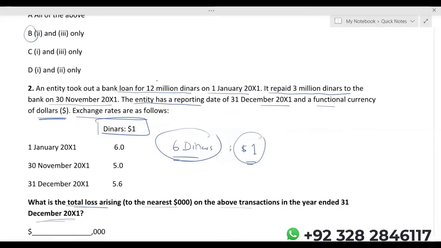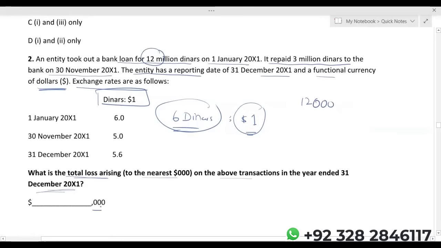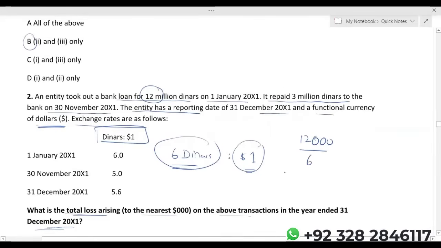Number two, now, when I'm going to convert this 12 million dinar to the dollar, obviously, when I'll be converting a weaker currency to the stronger currency, the amount which is written in the weaker currency, when converted into the stronger currency, will be less than 12 million. So simply, I'll take the 12 million. We are required to ignore how many zeros? 3 zeros. So I'm taking 12,000 divided by 6. So on day one, the amount of the loan in dollars will be 2,000.